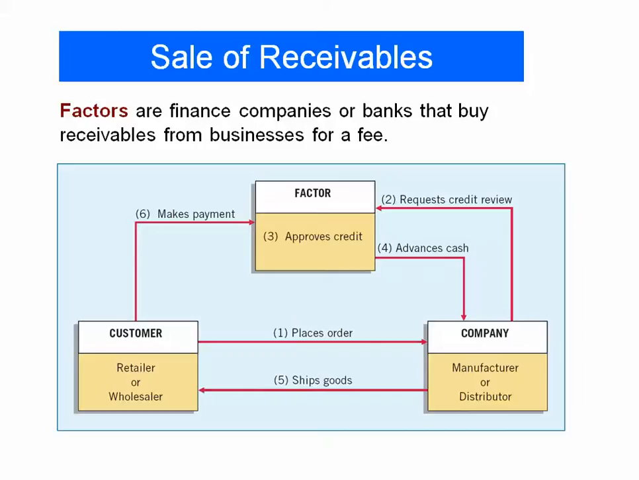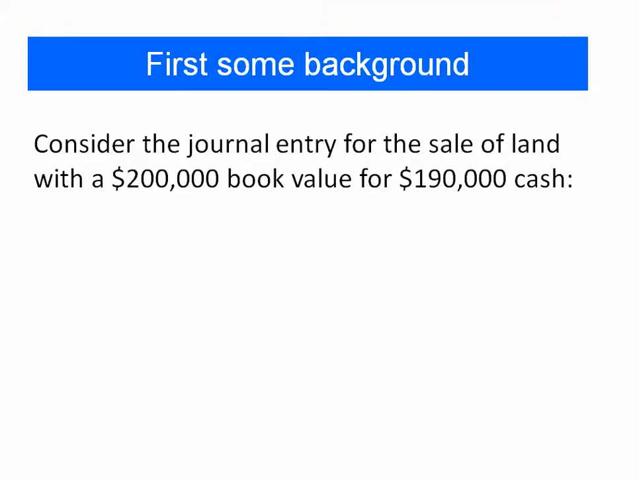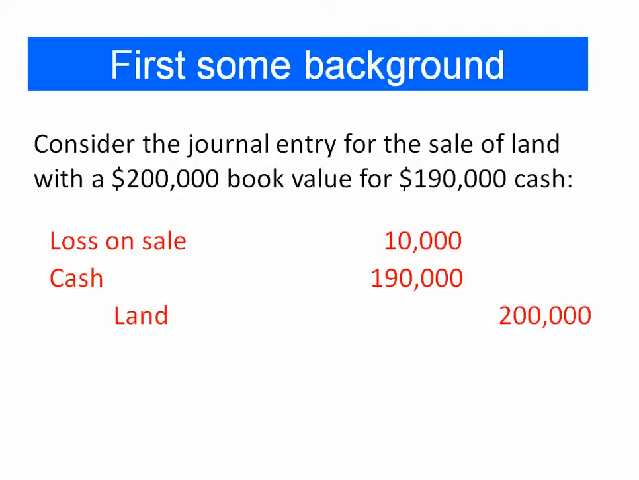We're going to take a look at some of the issues and journal entries associated with recording the factoring of receivables on the part of a merchant and the finance company. But first, let's consider some background information. If a company sold land that had a book value of $200,000 for $190,000 in cash, it would record the following entry. First, it's going to record the $190,000 increase in cash on its books, and it will take the land off its books for $200,000. Since debits don't equal credits, obviously we need an additional $10,000 debit, which will be a loss on the sale.